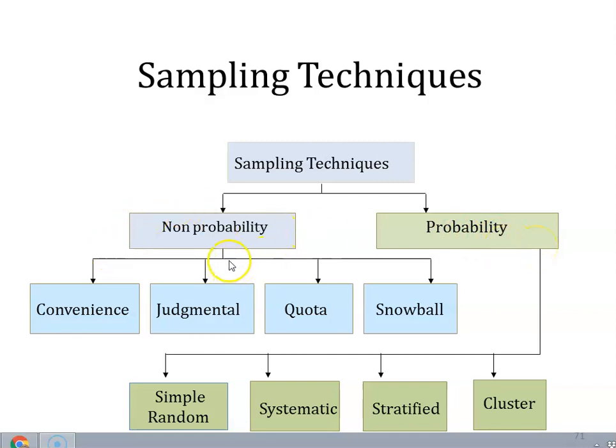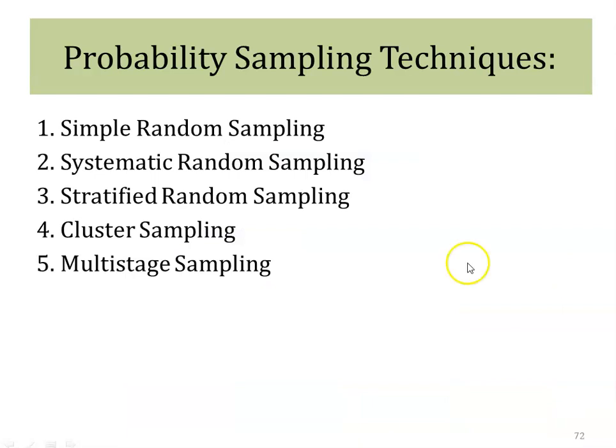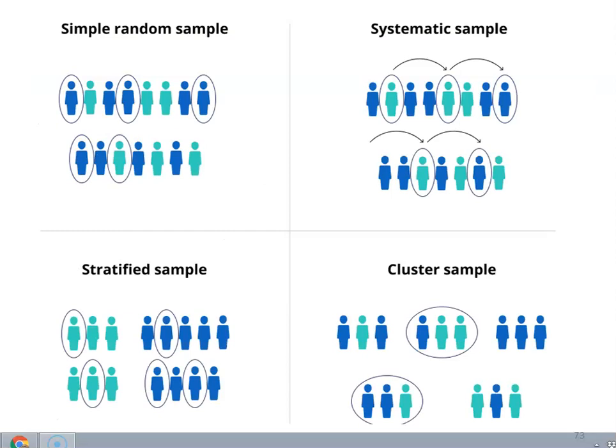There are further different types of each of these two main types. Non-probability can be convenience, judgmental, quota, and snowball sampling. Probability sampling can be simple random, systematic, stratified, or cluster. Next, we will discuss the detail of each one. So first, we will discuss the detail of probability sampling techniques. Okay, these are the probability sampling techniques.